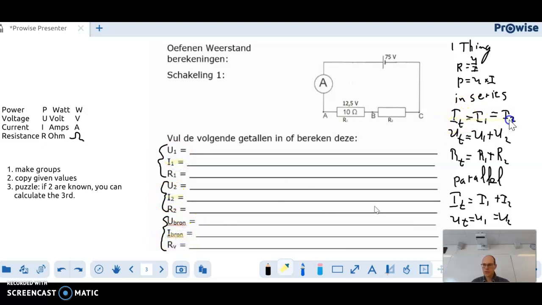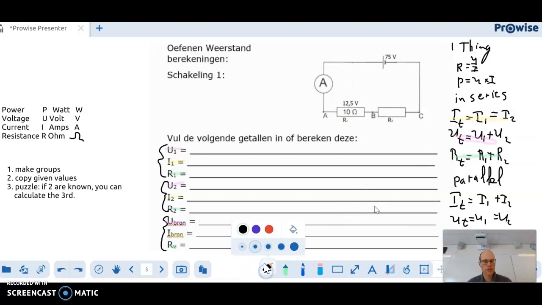That is this formula. We have a group for the voltage, which would be that formula over there. And last but not least, a group for the resistance. So if it's in series, we have 6 groups. And this is step 1.